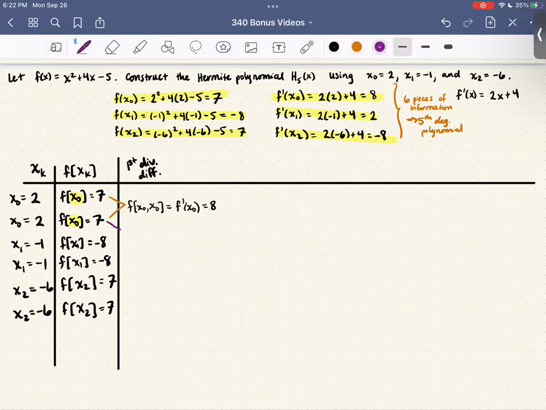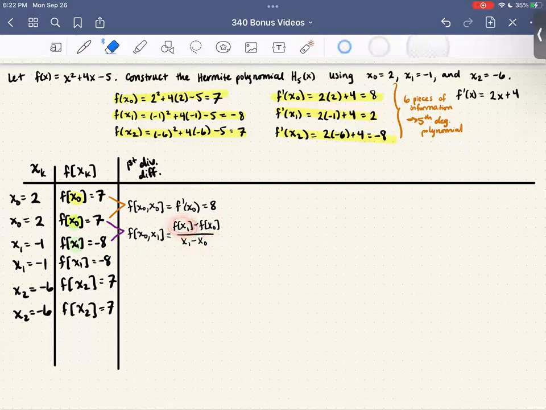Then I'm going to move down to the next pair. This pair has x0 and x1. My divided difference here is f with brackets, x0, x1. And this is the usual divided difference. So it's going to be f x1 minus f x0 over x1 minus x0. So again, I take this term in the numerator, subtract this term, and then I subtract the nodes. So x1 minus x0.